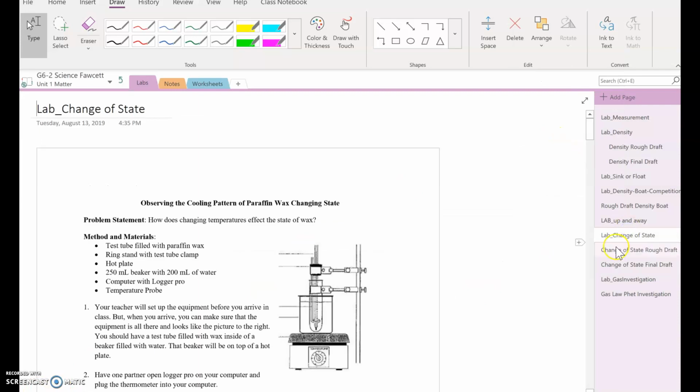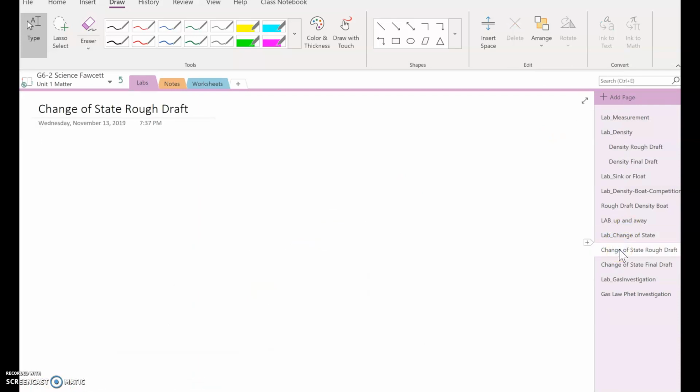So underneath my change of state lab, I've created a page for my change of state rough draft and my change of state final draft. I might as well create this now because I'll need it to put my final draft into. So what you should be looking at is your change of state rough draft. That's where you want to print in your Word document where you answered the questions.